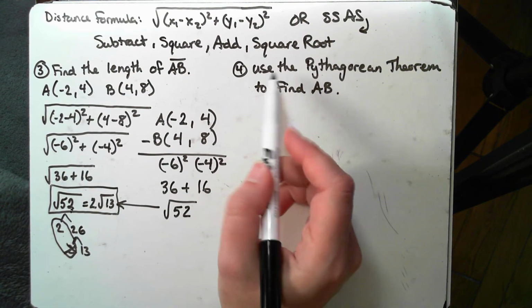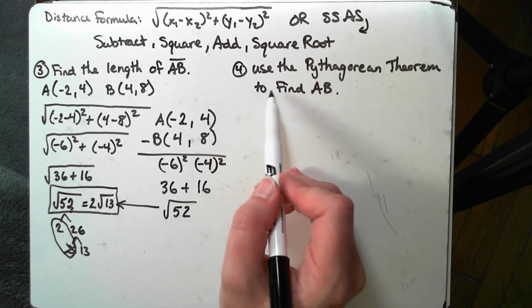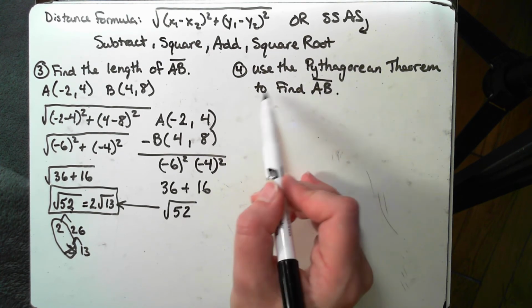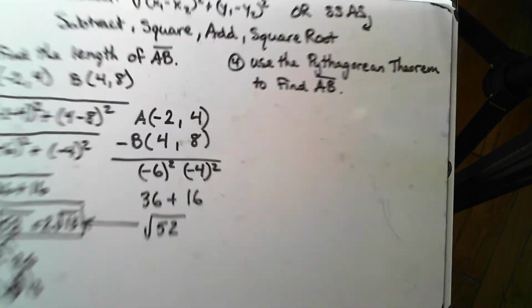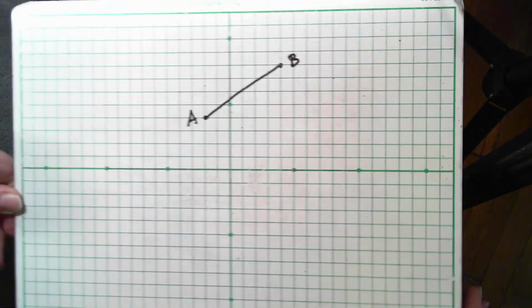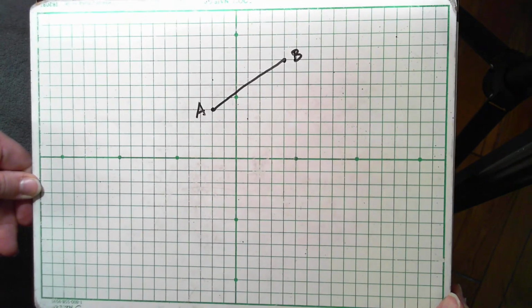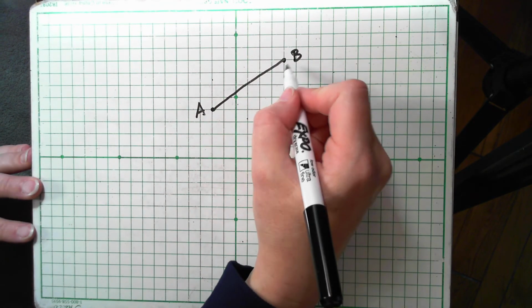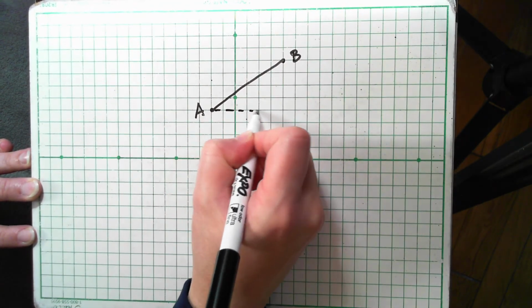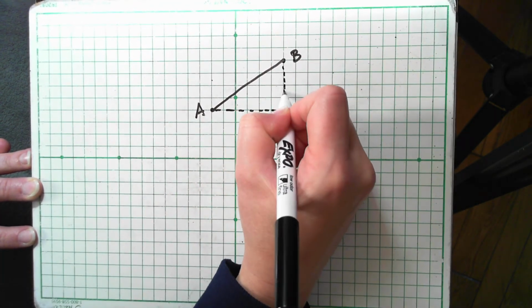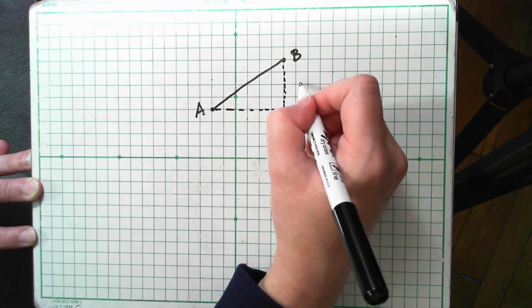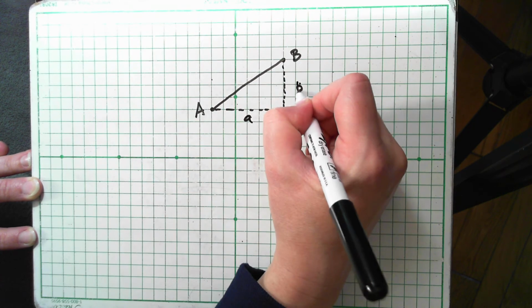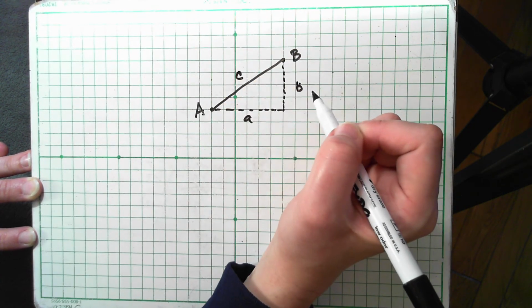Now our final example asks us to use the Pythagorean theorem to, again, find the length of this segment AB, same one we've been using. So I'll show you how to do it on a graph. Okay, here's my graph. I graphed point A and point B. And remember, the Pythagorean theorem needs a right triangle. Okay, so here is the right triangle. See it there? And remember, it's A squared plus B squared equals C squared.